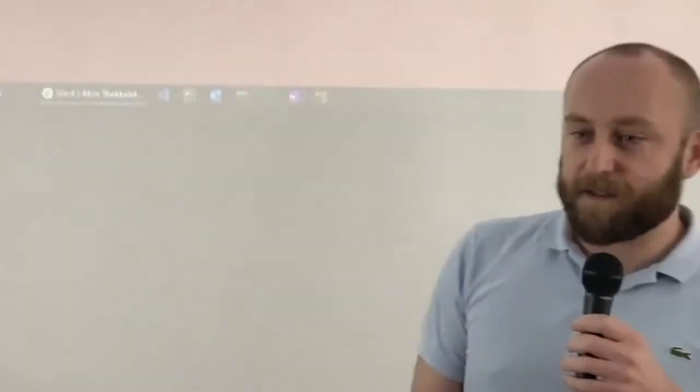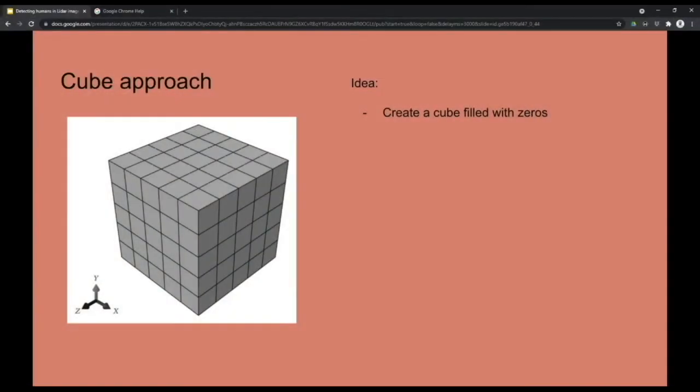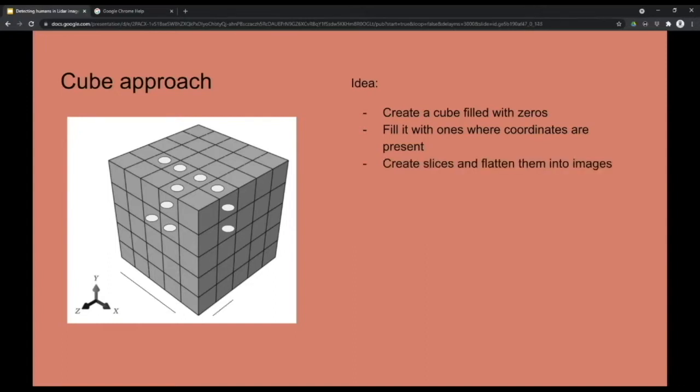To deal with this challenge, I had a few approaches, a few ideas. The first one that I tried was to create a cube that would encompass my scene. It's an empty cube filled with zeros, and then I would fill this cube with ones only at the places or the coordinates where my point cloud tells me that I have detected points. So practically, I'm reconstructing the scene within this cube. And then my idea was to just take slices out of this cube and flatten them into images, and then try to process those images.